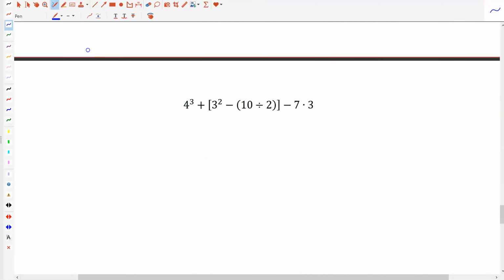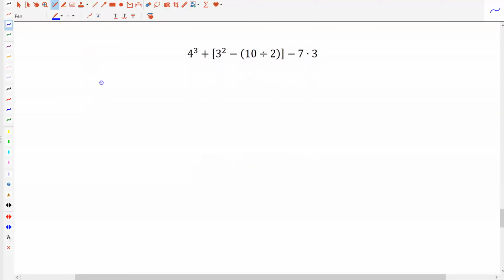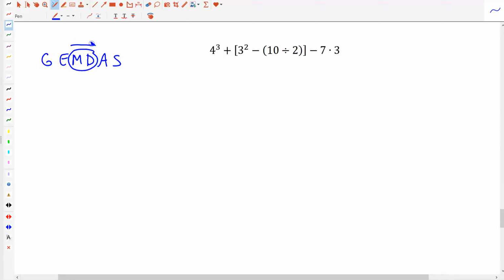All right, so in the next example, we're going to get into what are referred to as nested parentheses. So we're going to have a grouping symbol inside of another longer grouping symbol. So let's take a look at this one. All right, so I'm going to again write down my order of operations, GEMDAS, that reminds me about what I'm supposed to look at. And for this problem, it's 4 cubed plus bracket, 3 squared minus parentheses, 10 divided by 2, close the parentheses, close the bracket, minus 7 times 3.